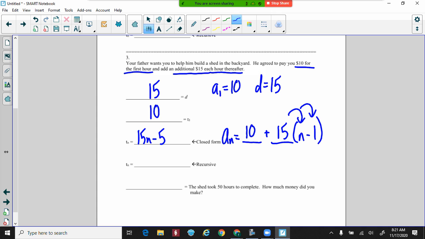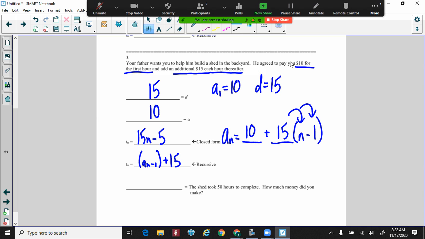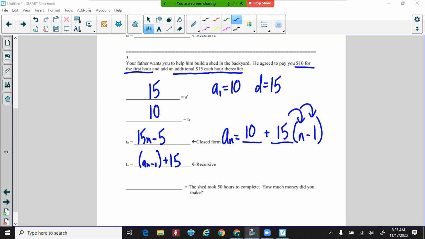All right. Now the recursive formula. Remember, recursive is something that should literally take you a second. What are you doing each and every time? You're adding 15. So it's going to be a of n minus 1 plus 15. And it said the shed took 50 hours to complete. How much money did you make?